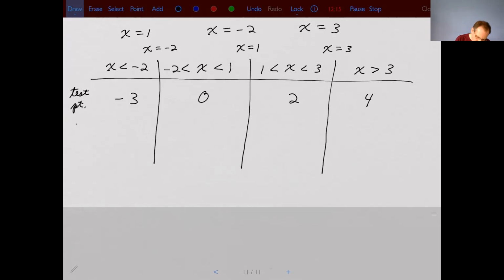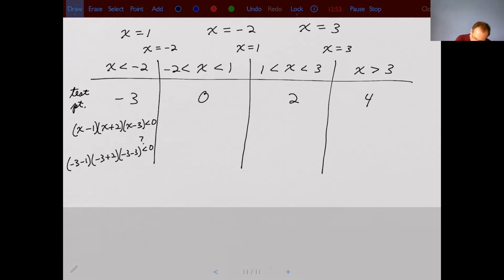So remember, the original inequality was x minus 1 times x plus 2 times x minus 3 is less than 0. Okay, so I'm going to plug in negative 3 here. So I have negative 3 minus 1, negative 3 plus 2, negative 3 minus 3. Let's see if that's less than 0, so I'll put a question mark. I won't even do the numbers. We can work them out, it's pretty easy in this case, like negative 3 minus 1 is negative 4 and so on. But let's just do signs because the signs will give us enough information to tell us whether it's true or false.